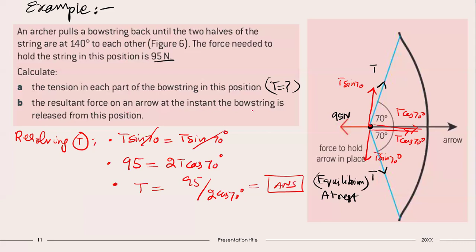Similarly, the resultant force on the arrow at the instant the bowstring is released from the position. The resultant force on the arrow is actually the same force, which is 2T cos theta, sorry, cos 70. So you just got the value of T. Put that value of T over there, and that will tell you the value of the resultant force.